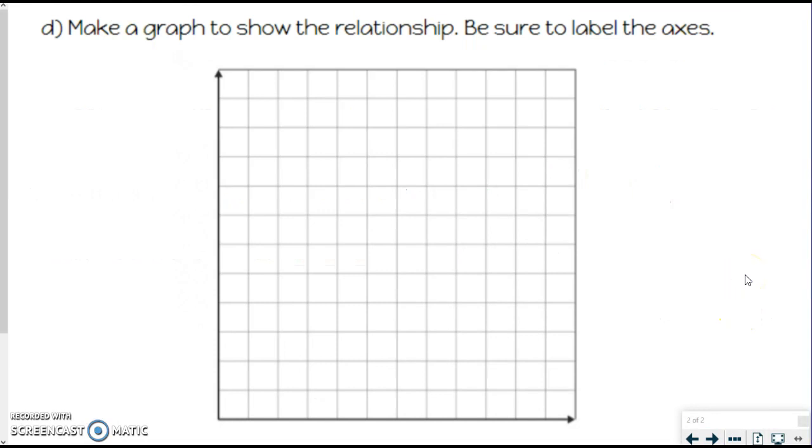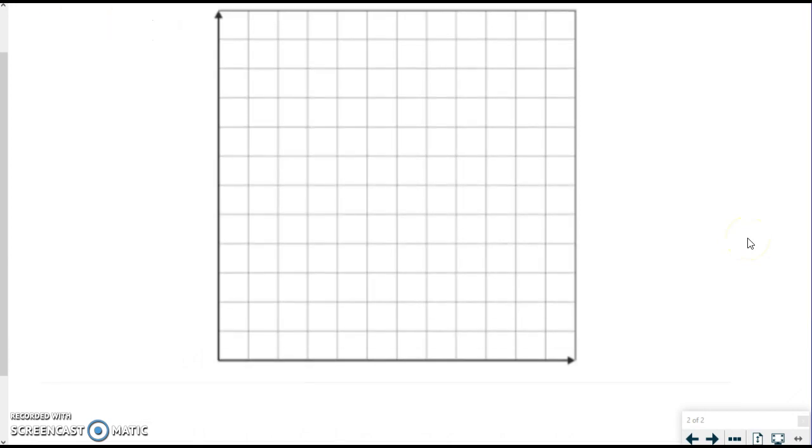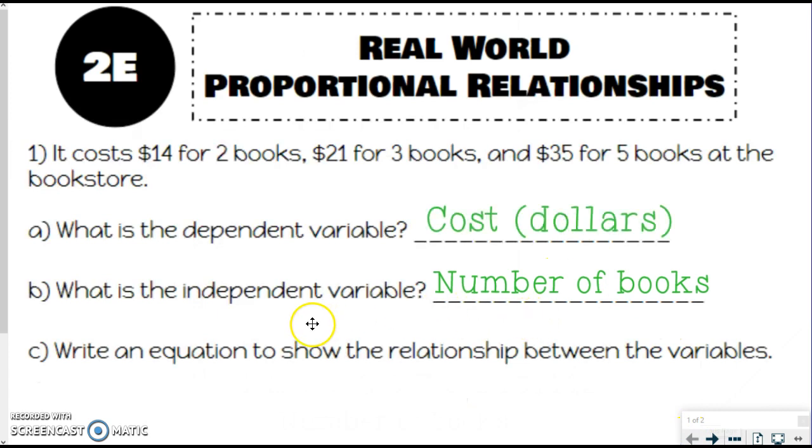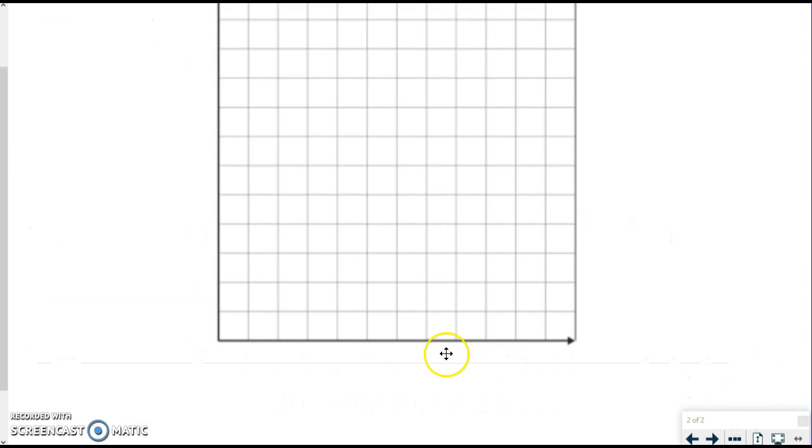Okay, so now that we know our independent, our dependent, we have our equation, we have even our points that we can make from the word problem, we're going to go ahead and make a graph based off of this. And it says be sure to label your axes. So we got to label what the x and y axis are. Very important. Our independent variable is always x, so that means number of books needs to be on the x-axis. Dependent variable is always y, so that means cost needs to be on the y-axis.